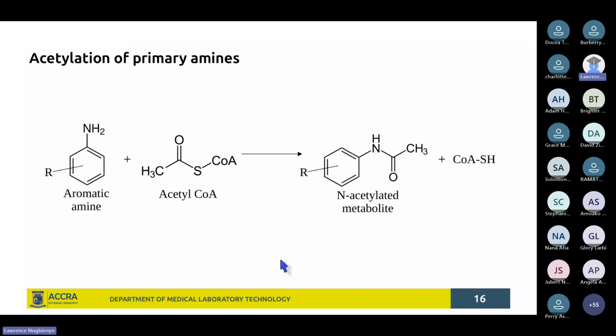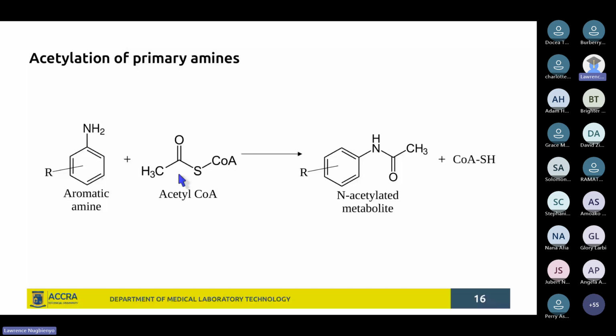We also can have another conjugation process, which is acetylation. That is conjugation of an acetyl group. You'll find this with primary amines, I mean, compounds with amines at their terminal ends. And you see, here you have this NH2, which is on this benzene ring. So that's an aromatic amine.